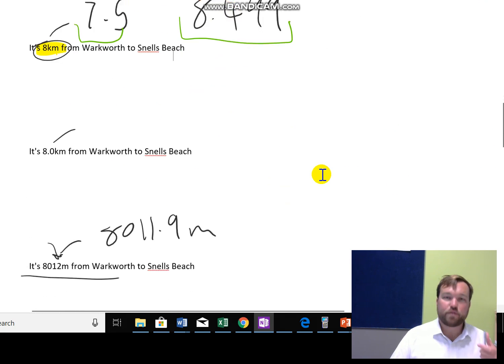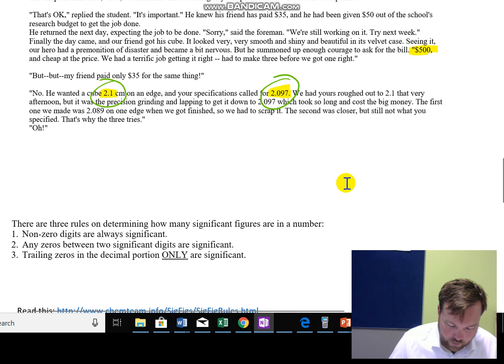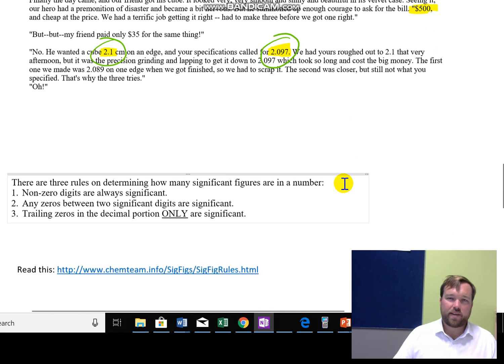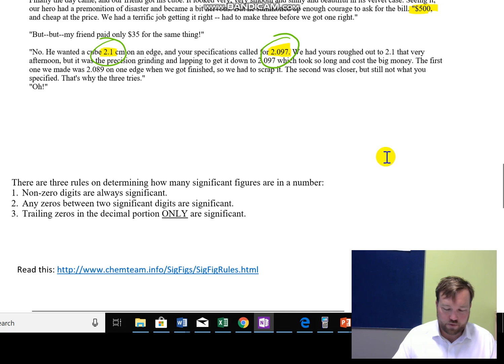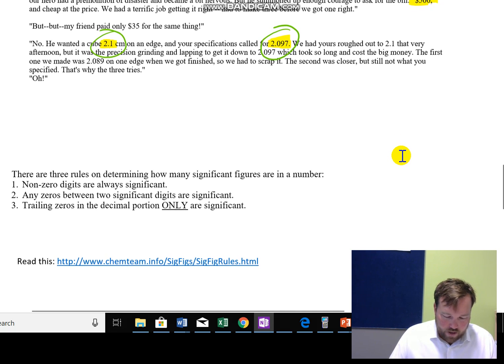Alright, now, the formal rules for significant figures are a little bit painful. Scratch that. They are stunningly painful, and they feel like they're designed to trick students. If you intend to go on to study serious science in future years, unfortunately they are kind of important. Alright, there are 3 rules for determining how many significant figures are in a number.